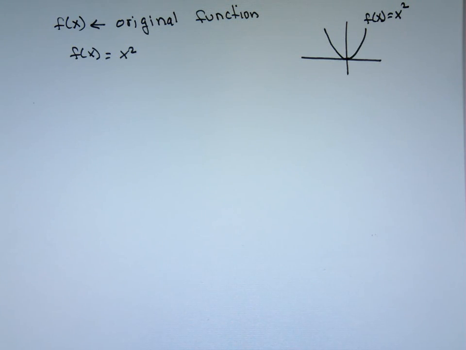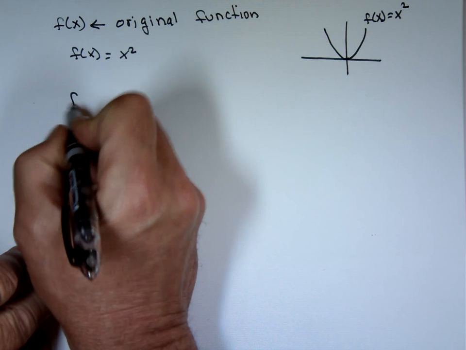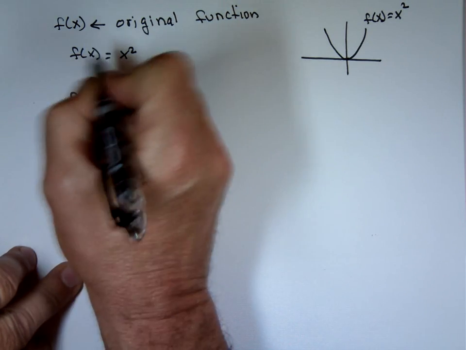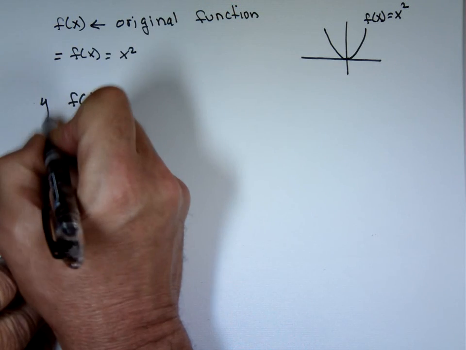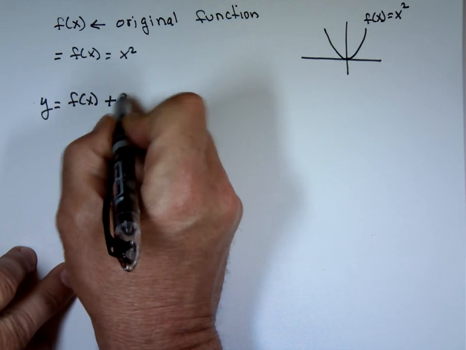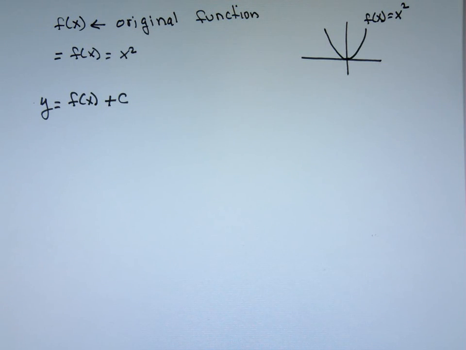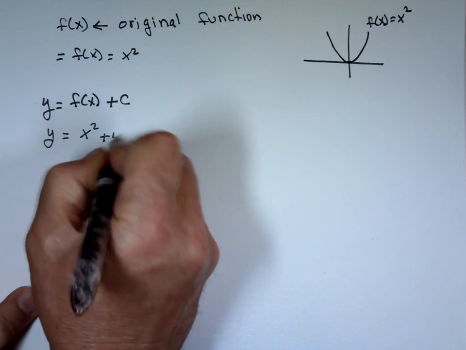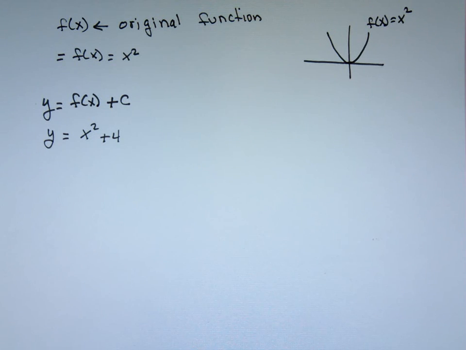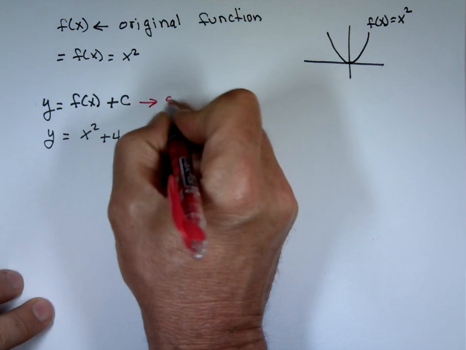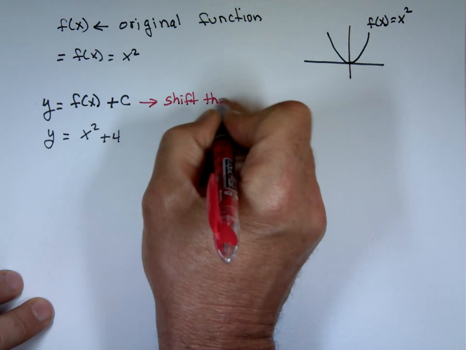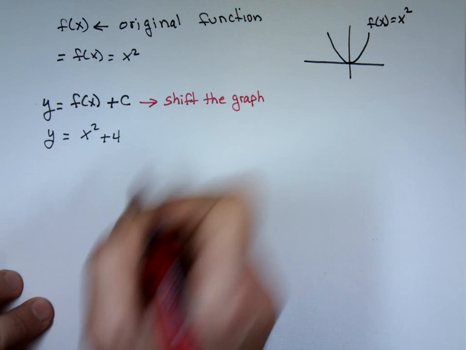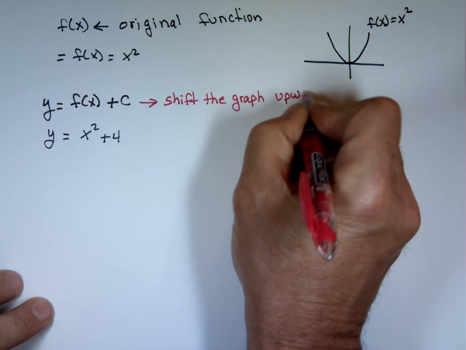Now, if I said to you, can you tell me what the graph of this one will look like, y equals f of x plus a number, let's say c? An example, if I said to you, can you tell me what the graph of x squared plus 4 looks like, since that's a positive number, what does that mean? If c is positive, you're going to shift the graph upward. How many units? C units.